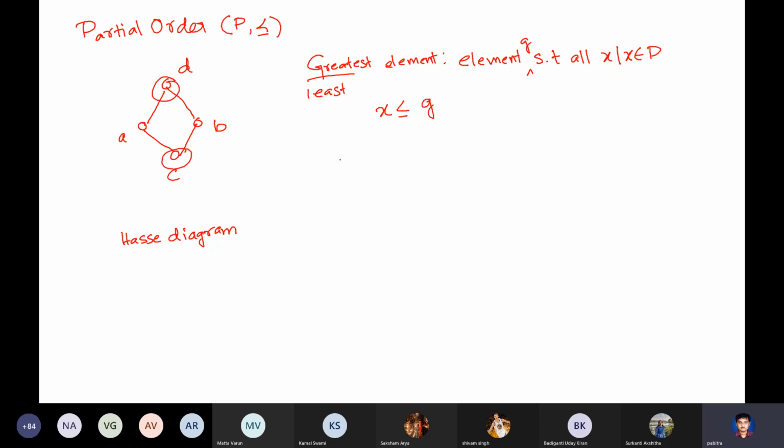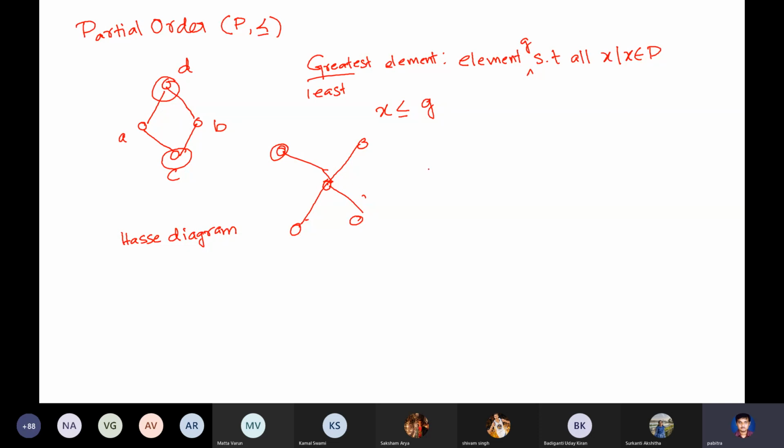Note that it's possible that there is no greatest element in a partially ordered set. Say for example, take this partially ordered set. There is no greatest element, neither is there any least element. So this is greater than this, but this is not comparable to this. So I cannot say that this is greater than this. But it should be greater than every element of the poset. Similarly, this is not a greatest element, this is not a least element, this is not a least element either.